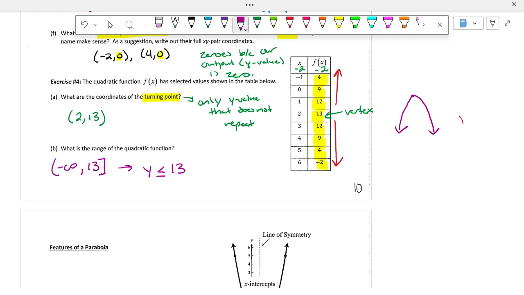So sometimes you will be given a table. It's okay, just be careful. All right. It's all about the y values. More often than not, the y values are what clue you into a lot of things on a table. Any questions on that? All right, we're almost done.